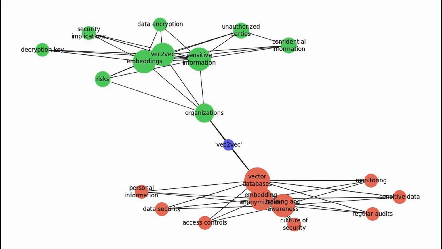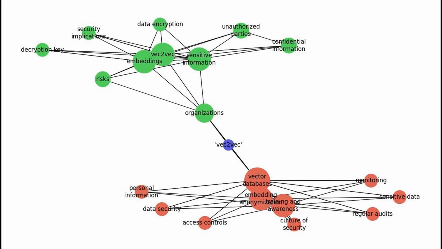Since Vec2Vec can translate embeddings from different encoders and extract meaningful data, it poses a risk that confidential information, such as personal details like financial data or proprietary company information, could be accessed by unauthorized parties. This is like having a master key that can unlock so many doors, allowing someone to see what should be kept private. To mitigate these risks, organizations can take several measures. One, data encryption. Encrypting the embeddings can help protect sensitive information.